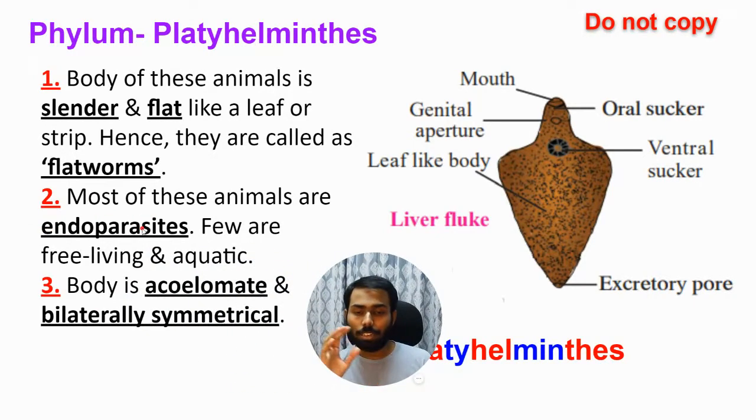So parasite means a living being which lives inside some other living being or on top of some other living being. या तो उस दूसरे living being के अंदर रहेगा parasite या फिर दूसरे living being के ऊपर रहेगा parasite. Now when they're saying endo means inside, right? We had seen in the last learning session, endo means inside. So endoparasite यानी parasites which live inside other living beings.